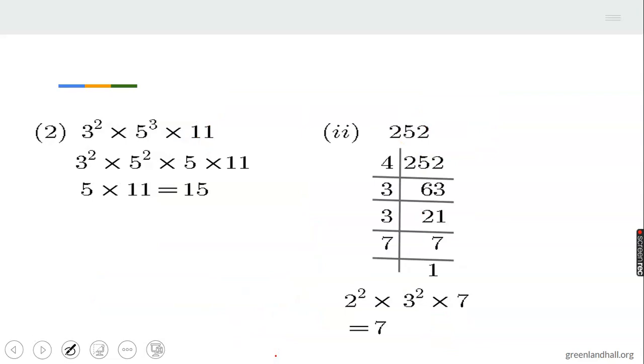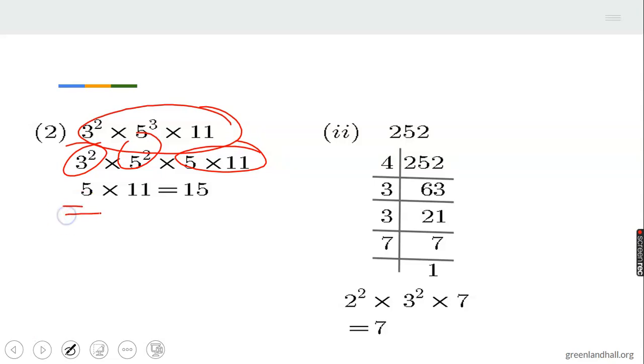Another one is, what number can you multiply to this to make it a perfect square? Now this one is square already, this one is square. Only 5 and 11 are not square. So you look for what you can multiply to 5 to make it square, that is 5. And what you can multiply to 11 to make it square, that is 11. Now 11 times 5 will give us 55. That means 55 is the number that can make this number a perfect square.